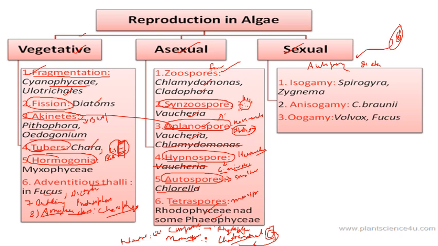Then comes isogamy on the basis of gametes used. Isogamy means the two fusing gametes are similar in their morphology as well as physiology. So this is shown by Spirogyra, Zygnema. Then we have Chlamydomonas debaryanum.